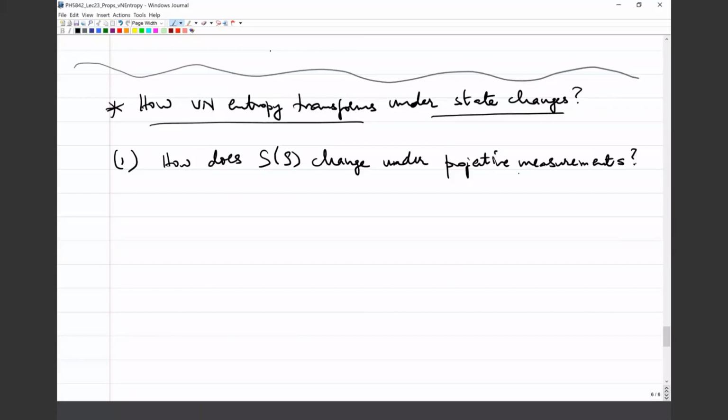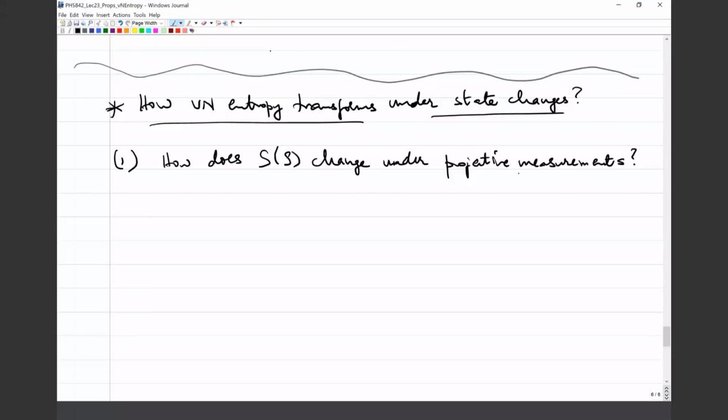Maybe I should first say how it transforms under unitaries and then go to projective measurements. Let me see. There are just so many things to discuss under this, I just want to make sure that I'm not missing out something. All right, let's just discuss projective measurements first. Then I think unitaries will just take a couple of minutes. It should be easy enough for you to see what happens to the entropy under unitary transformations.